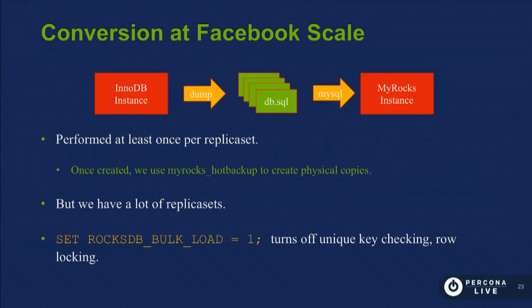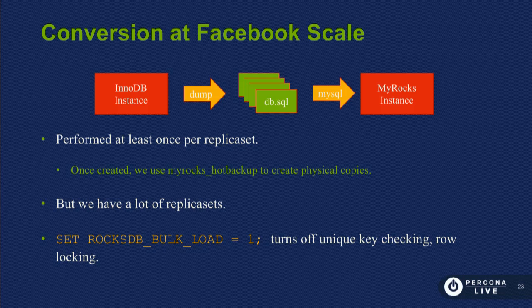But what happens when you need to do this conversion at Facebook scale? As I had said earlier, we have a tool called CPSQL that converts a MyRocks instance to an InnoDB instance to a MyRocks instance, and it basically performs a logical dump restore. You have to do this at least once per replica set in order to get the MyRocks instance up and running. Once you have the MyRocks instance, we actually have a tool called MyRocks Hot Backup that lets you physically copy this to another location. So future copies are pretty fast.